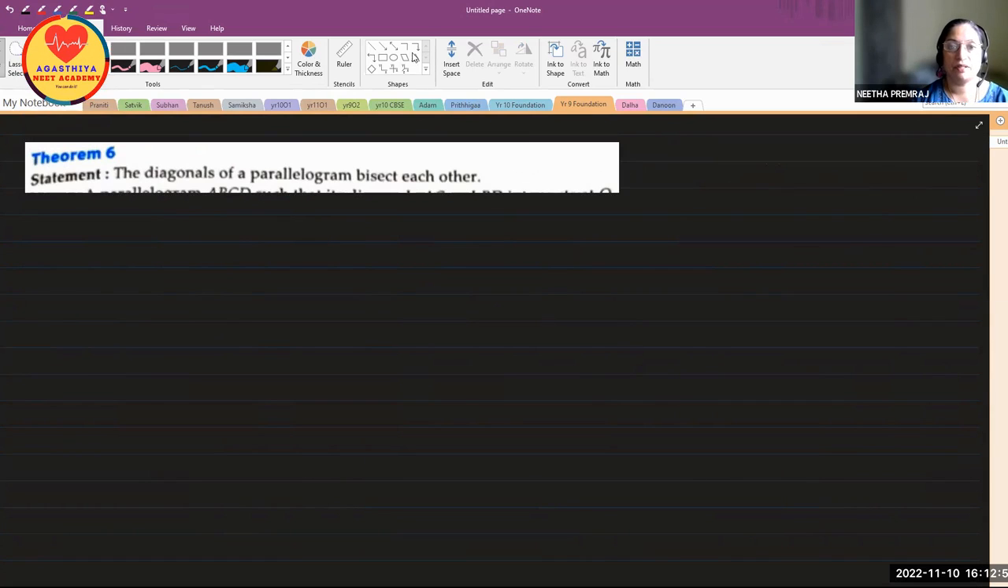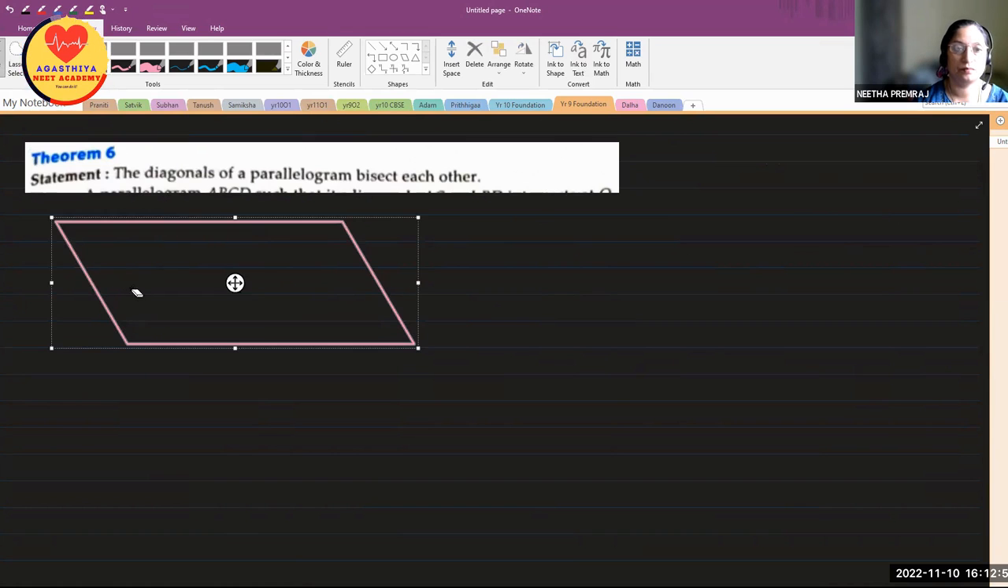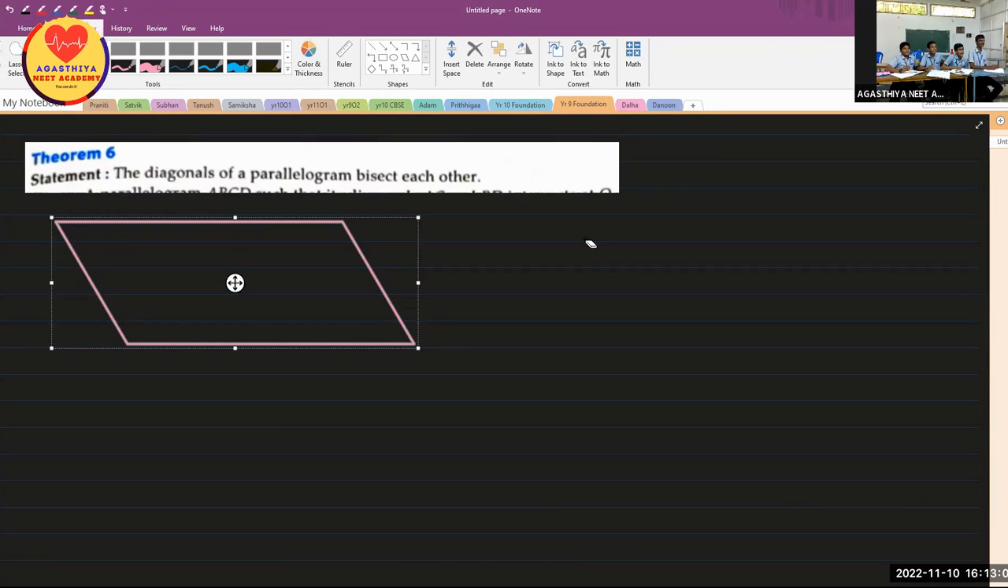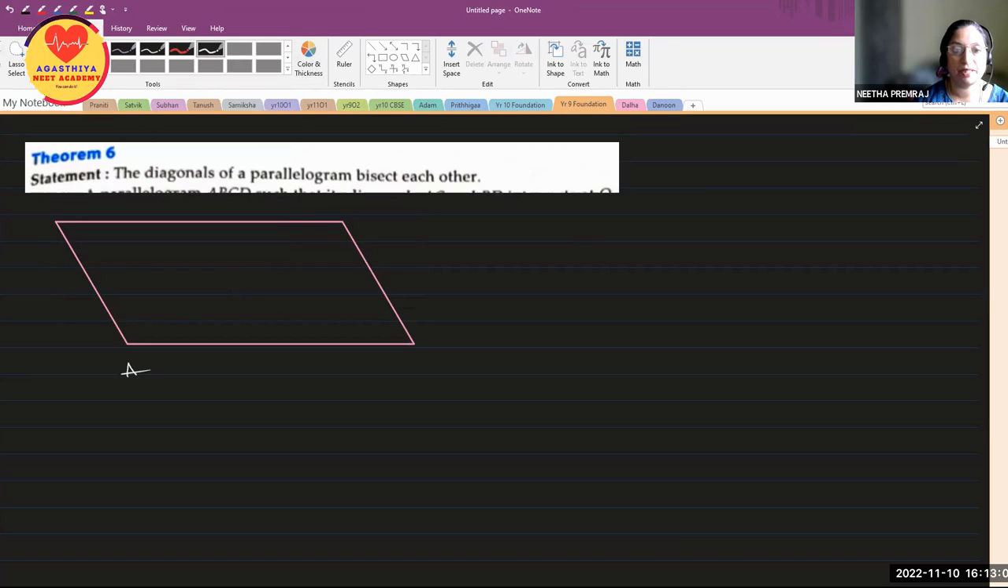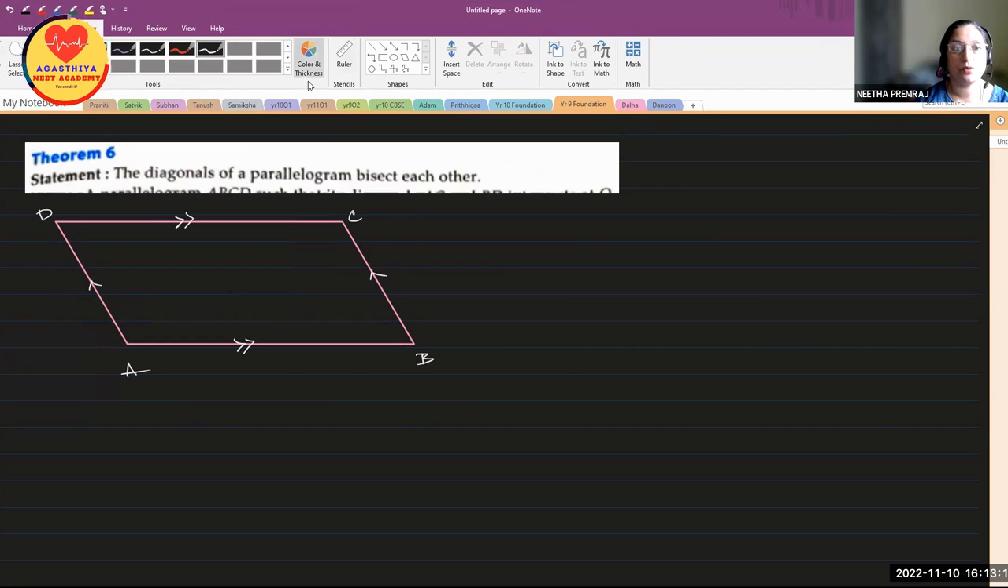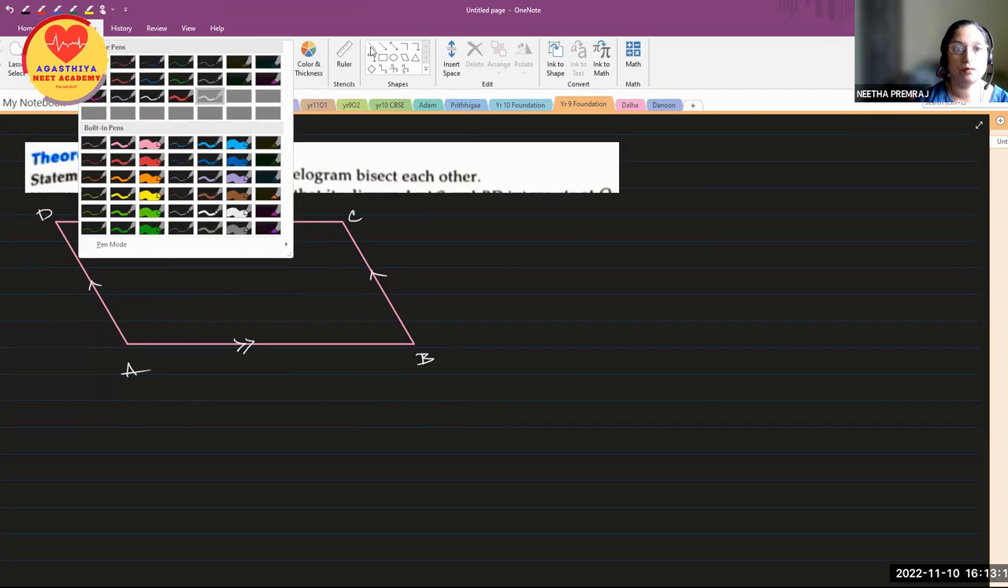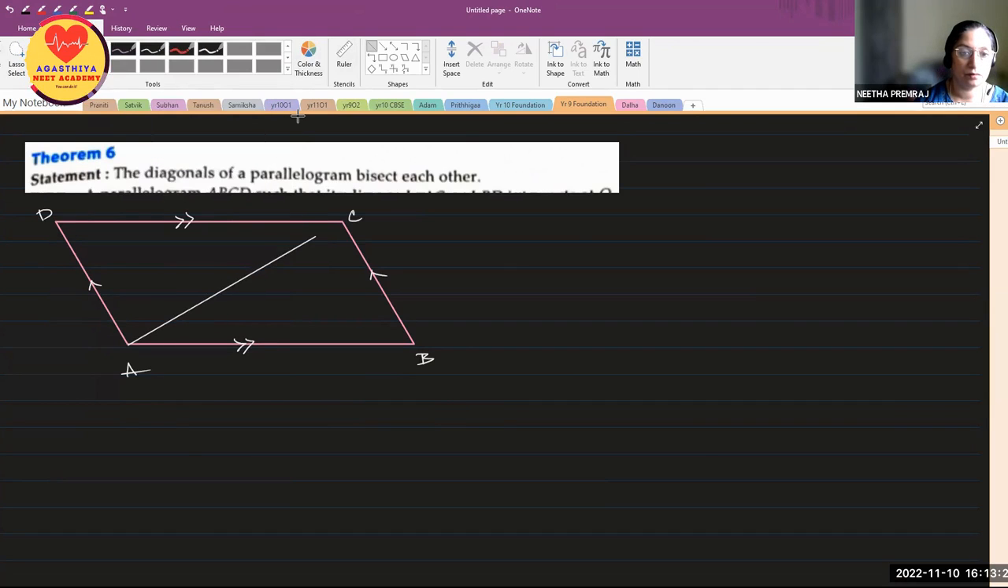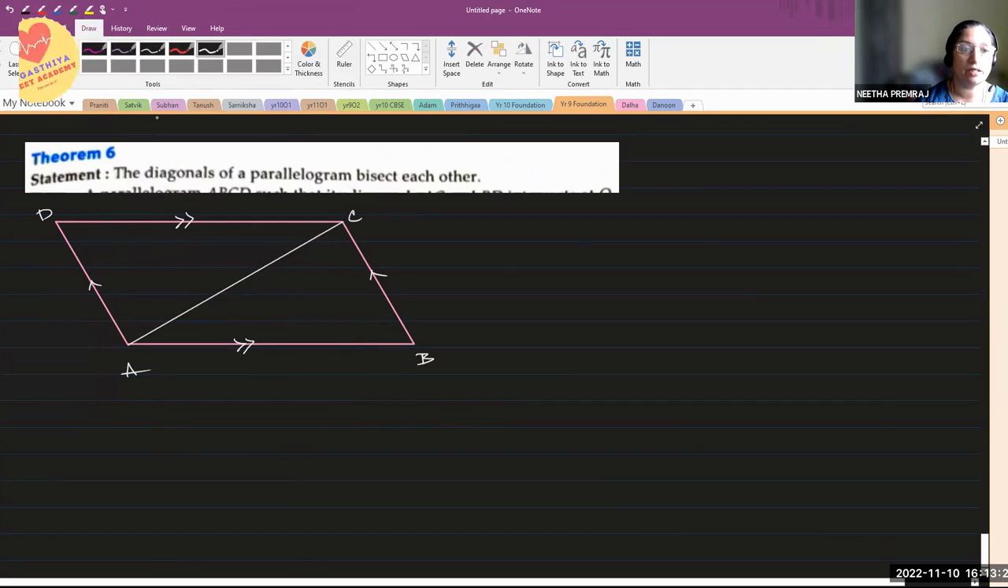Okay, read what is given in the statement. Diagonals of a parallelogram bisect each other. So ABCD is a parallelogram. We know that opposite sides are parallel. So I'm drawing a diagonal. So I name the diagonals. They bisect at O.